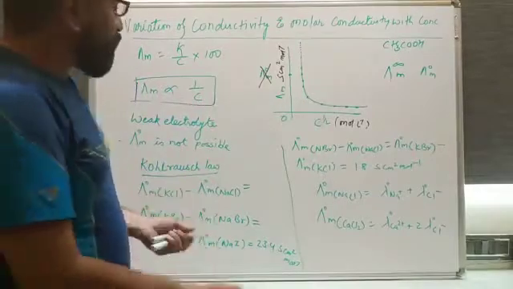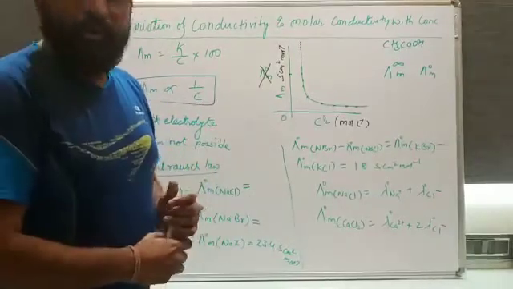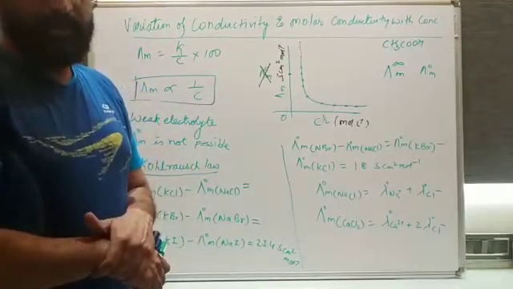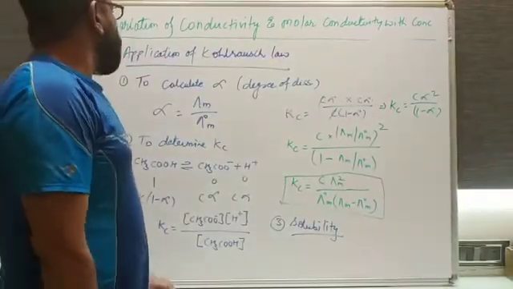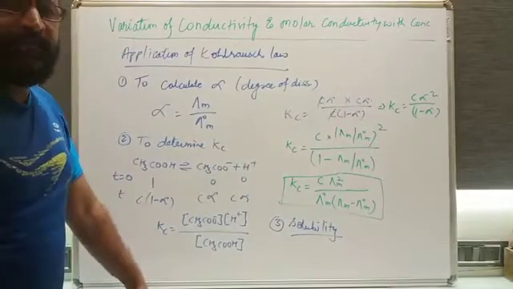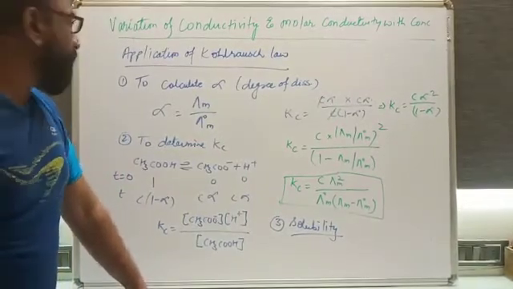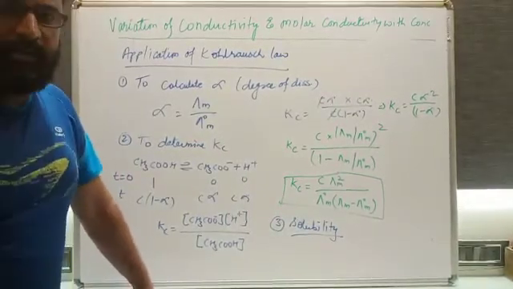Is it fine? That is why we have to follow the Kohlrausch law of independent migration of ions. I hope you understood this. Okay. Now, we have seen the Kohlrausch law. Now we'll discuss the applications of the Kohlrausch law. Basically, there are three applications of the Kohlrausch law.